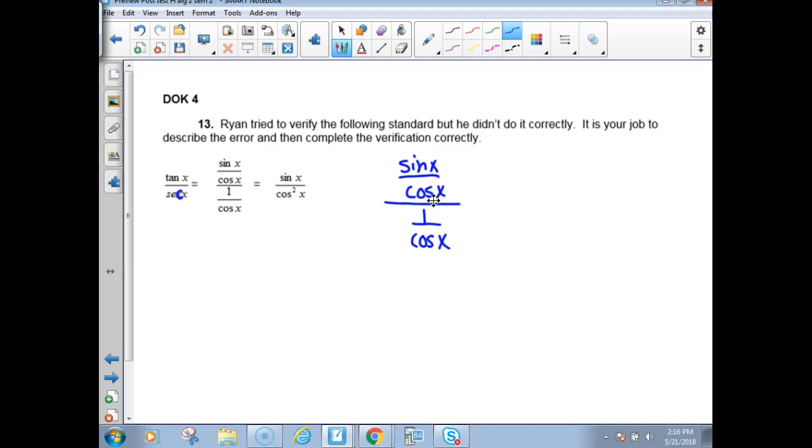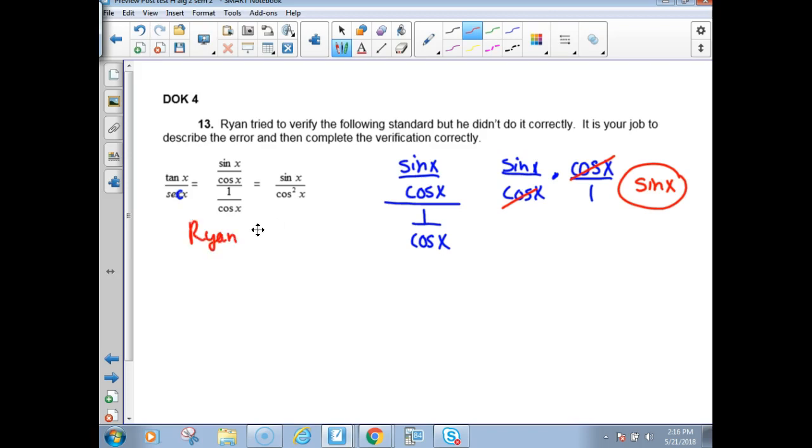Okay, but let's see what we got. So we would have done sine x over cosine x and shown that we would multiply by the reciprocal, 1 over cosine x, which would be cosine x over 1. And then we would have been able to show that the cosines would cancel, and our final result would be the sine of x. So clearly, he has cosine squared on the bottom. So Ryan multiplied by 1 over cosine instead of its reciprocal.